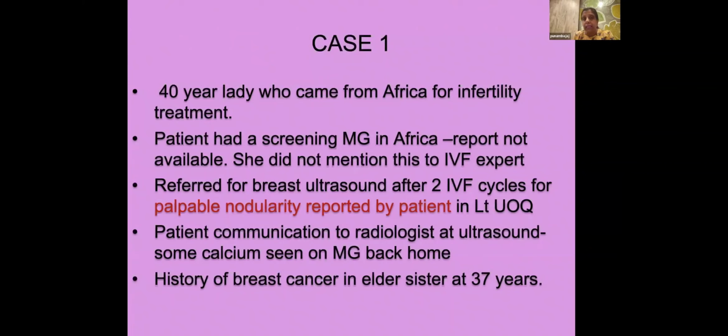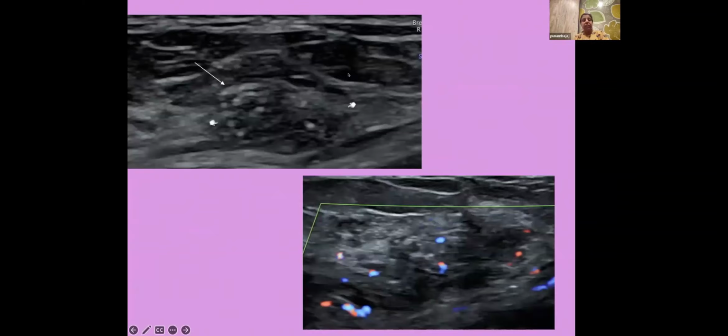There was a history of breast cancer in her elder sister, so a first-degree relative, at the young age of 37 years. So it was detected at 37 years. Okay. Now, beneath the palpable abnormality that she reported, this is what we saw. So look at these images very, very carefully.